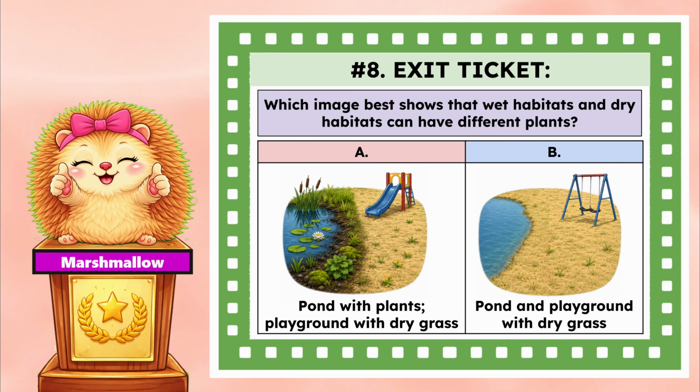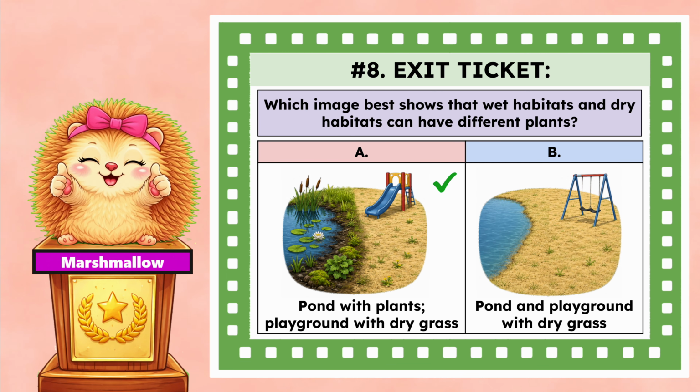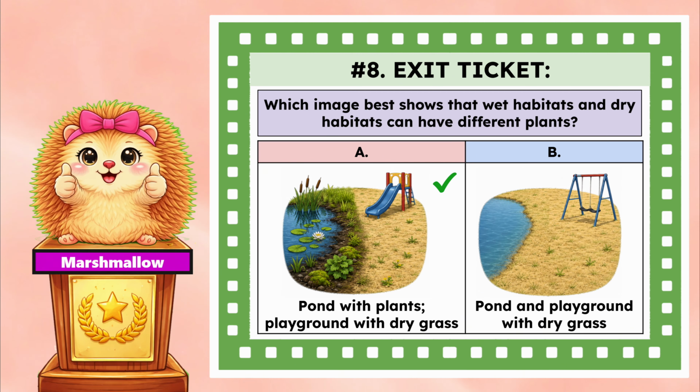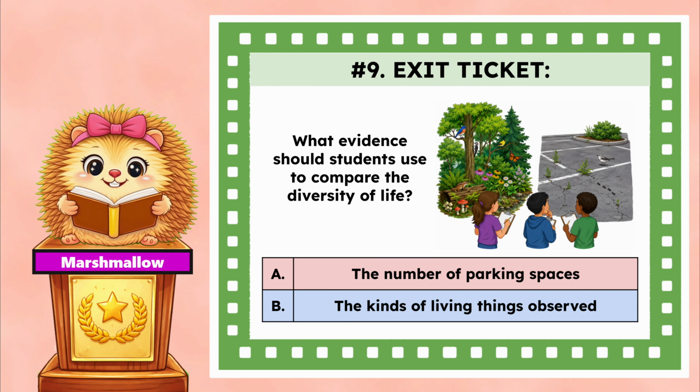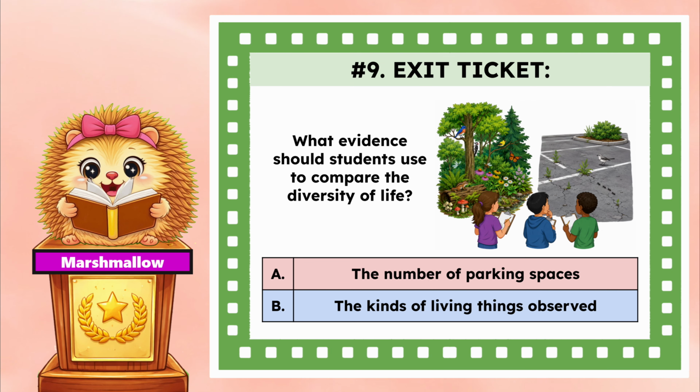And the correct answer is letter A, pond with plants, playground with dry grass. What evidence should students use to compare the diversity of life?